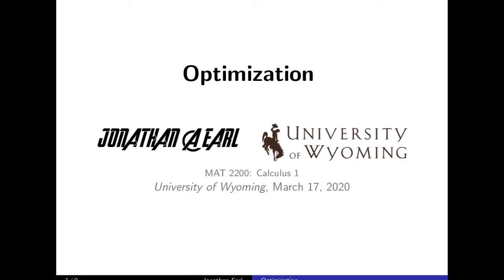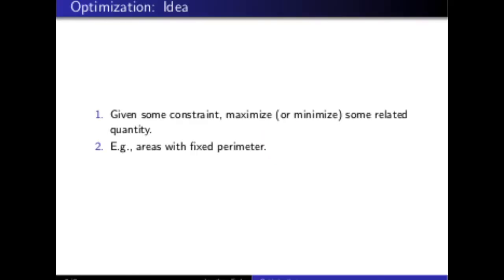Alright everybody, the next topic that we want to talk about is optimization, which is just another way of saying problems involving maximums or minimums. So the main idea is that we're going to take advantage of the process that we did with related rates. What we'll see is that these problems are kind of similar, so we'll follow a similar procedure to get to our answers.